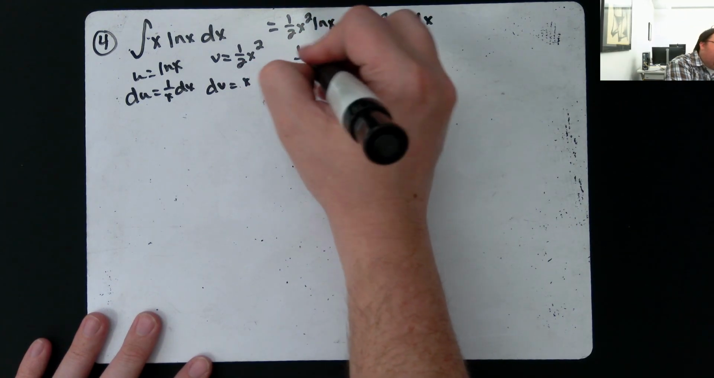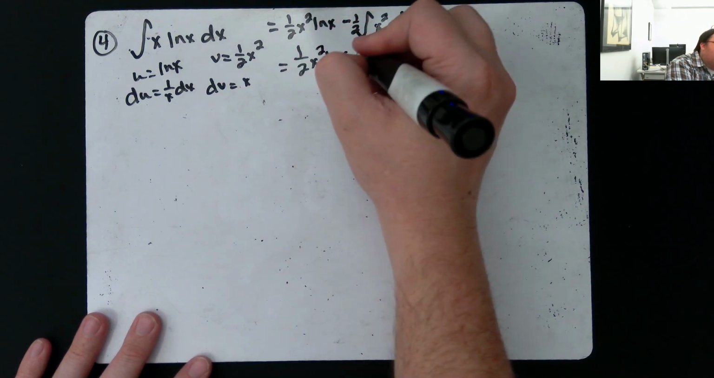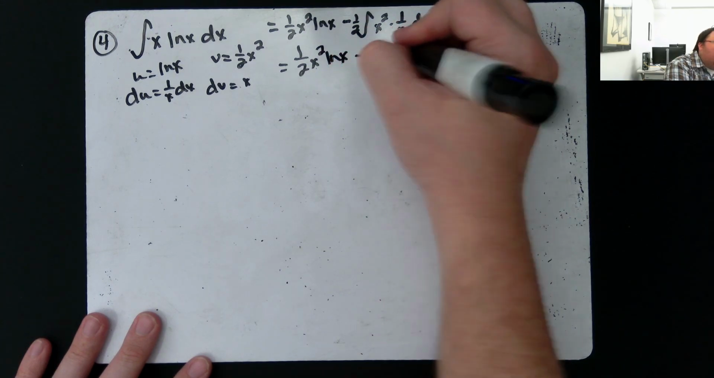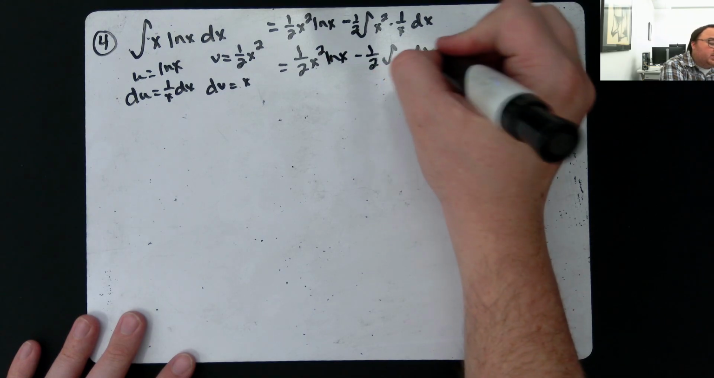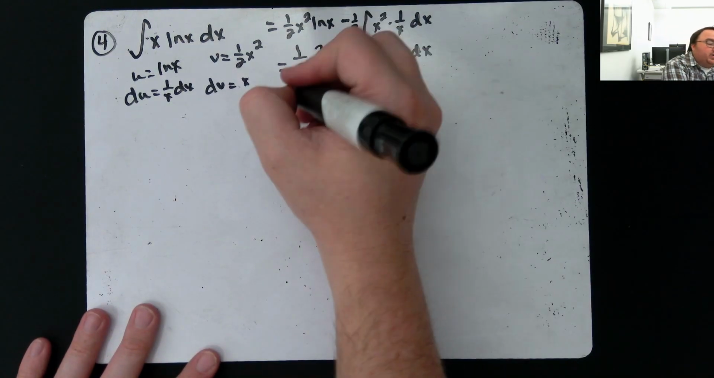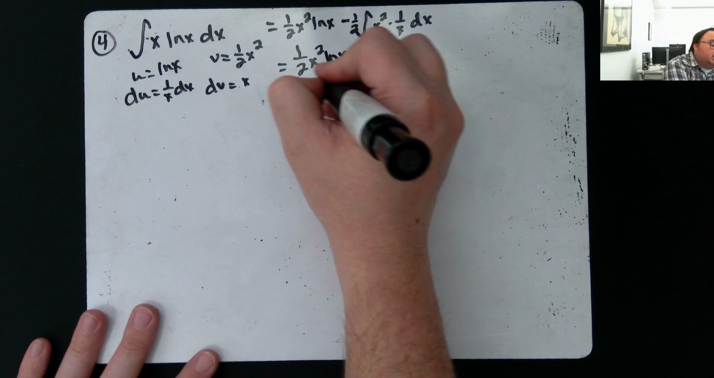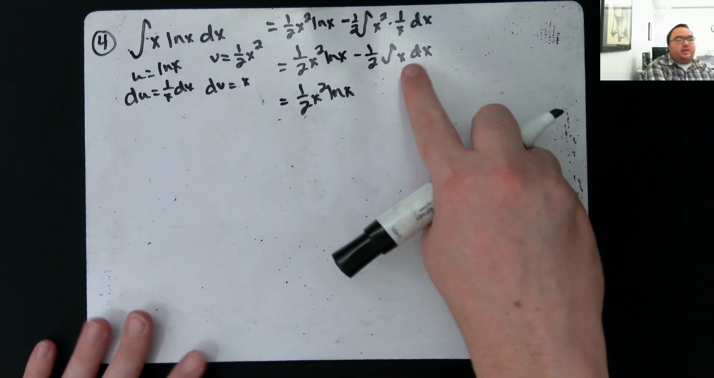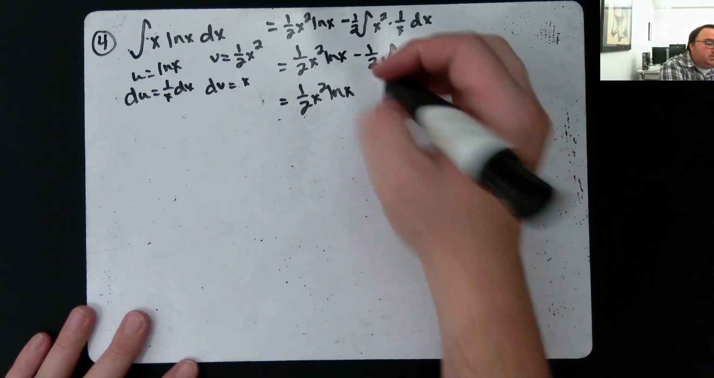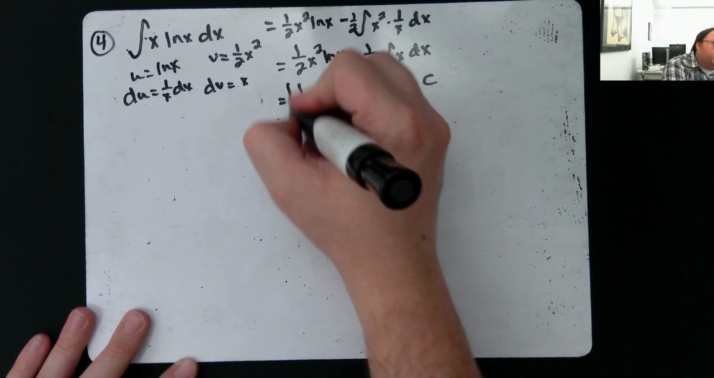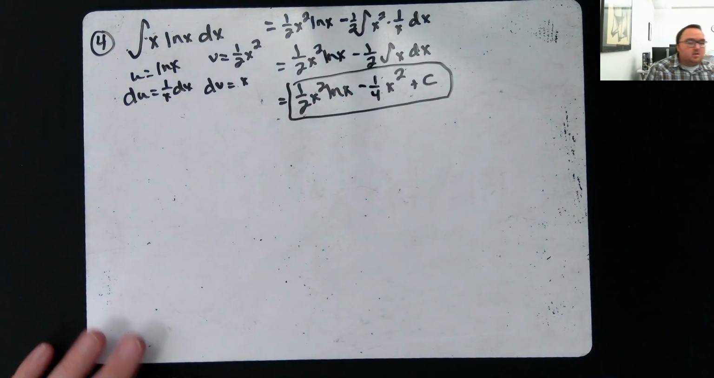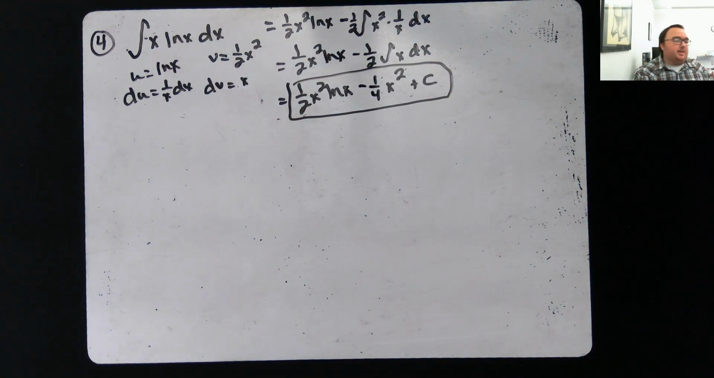So this is 1/2 x squared ln of x minus 1/2 integral. Once again, x squared times 1 over x is just x. So then take the antiderivative of that. The first term stays the same, and the antiderivative of x would give me x squared over 2, which is negative 1/4 x squared plus c. As I've always said, if that doesn't make sense, let me know.